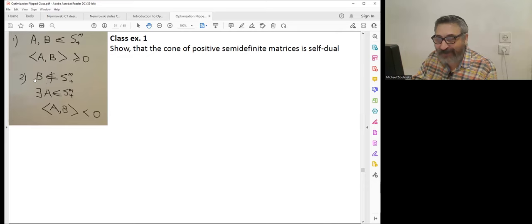And the second part is like in the second part of our example. If I have a matrix which is not positive semi-definite, what does it mean? A positive semi-definite matrix, for example, has all its eigenvalues non-negative. And for example, B has one or several eigenvalues negative and others maybe negative or positive. Then I will find a positive semi-definite matrix which will have negative inner product. You see, we are following the same line of development.